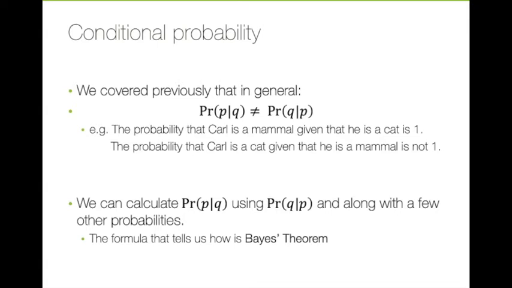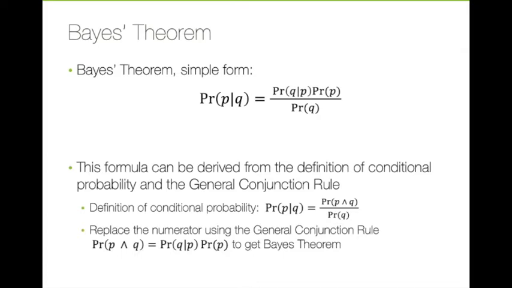Well, there is one. We can calculate the probability of P given Q using the probability of Q given P, along with a few other probabilities. The formula that tells us how to do that, that's what Bayes' theorem is. So Bayes' theorem is a way of calculating the probability of some statement P given another statement Q. And in its simple form, Bayes' theorem is given by this equality here. The probability of P given Q equals the probability of Q given P times the probability of P divided by the probability of Q.